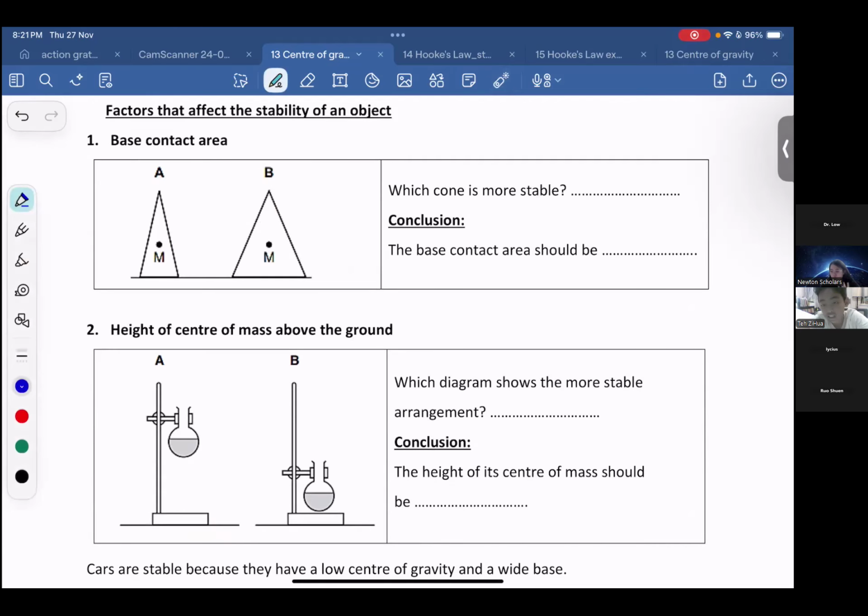So which cone is more stable? My answer is B will be more stable. So open both of your legs. The base contact area should be larger.